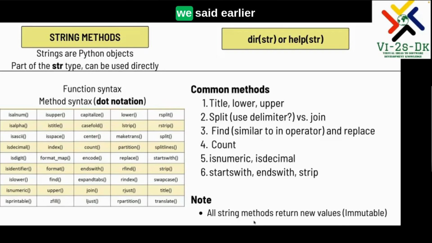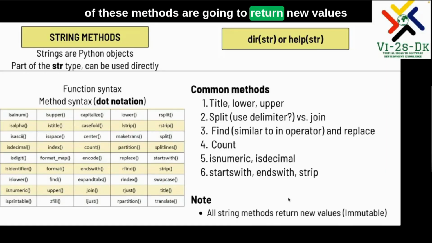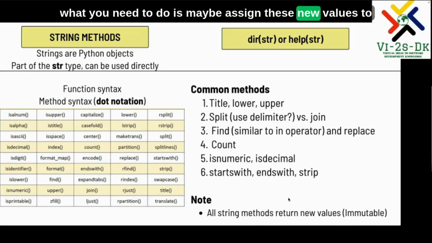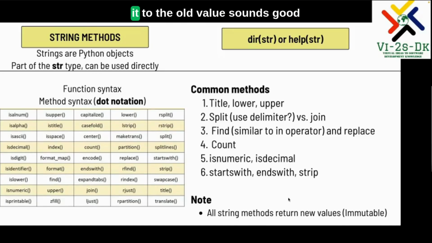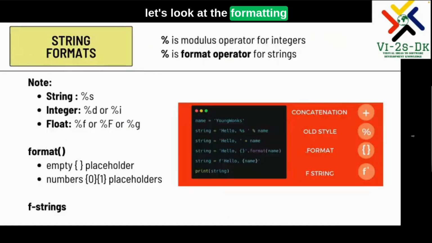But like we said earlier, strings cannot be changed. So all of these methods are going to return new values. What you need to do is maybe assign these new values to something else, or reassign it to the old value. Sounds good? Yeah. Excellent. So we talked about basics. We also covered the string methods. Let's look at the formatting style.